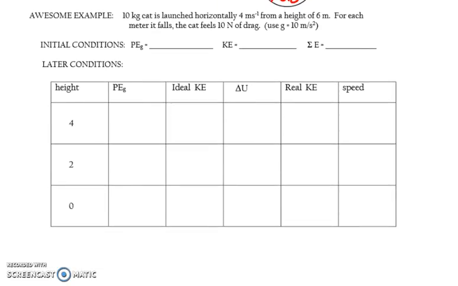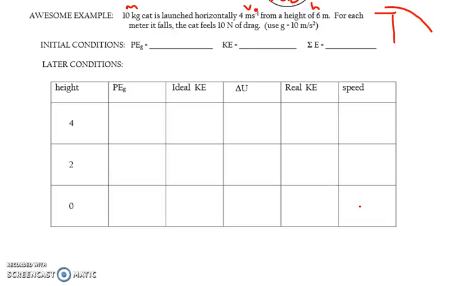We have a cat of a certain mass launched horizontally with a certain speed from a height, and it's going to fall. This may seem like a projectile motion problem, and it is. If we're ultimately interested in how fast it's going at the bottom, we don't have to do projectile motion anymore. We could, but now we have a much simpler way of doing it. So really pay attention to this and appreciate how easy it is.